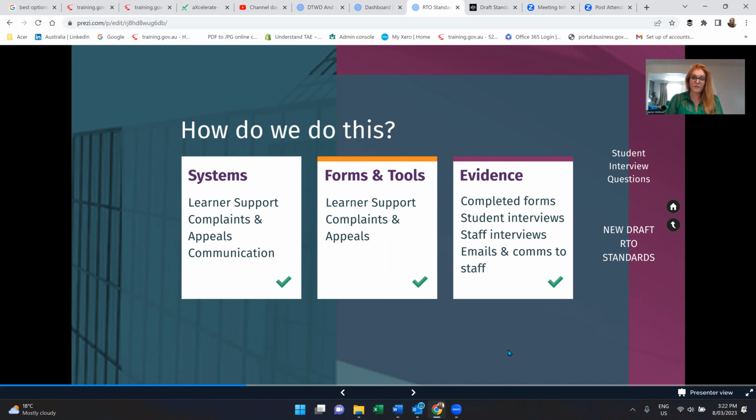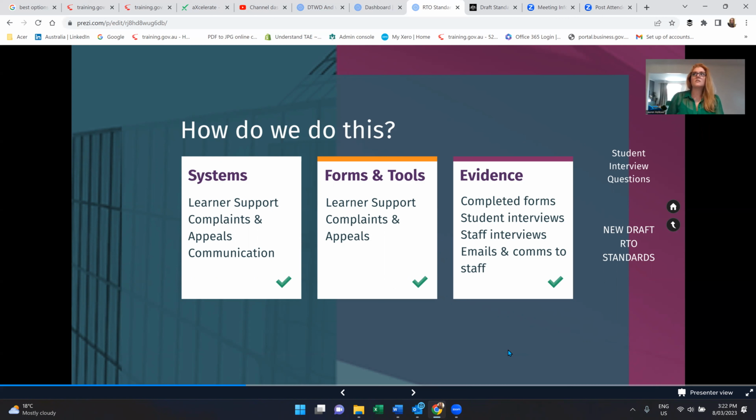Your forms and tools are going to be your learner support tools. So if a student fails the LLN test, what process do you actually put in place to support that student? And then obviously, your complaints and appeals forms. Okay, complaints being a complaint about the service, appeal being an appeal to an assessment outcome. Okay, and you'll want to have the completed forms. Again, student and staff interviews. They do a lot of staff interviews in the ASQA audits now, in the ASQA assessments now. Apologies.